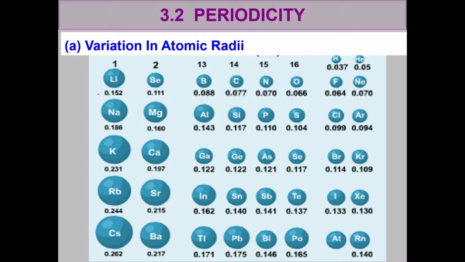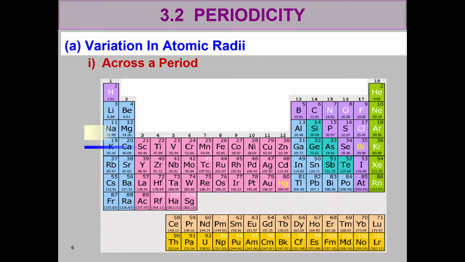If you see, we have a visible trend going down a group and going across the period. If you notice, going down a group, the atomic radii becomes bigger, while going across the period, the atomic radii becomes smaller. So we will discuss why that is so.